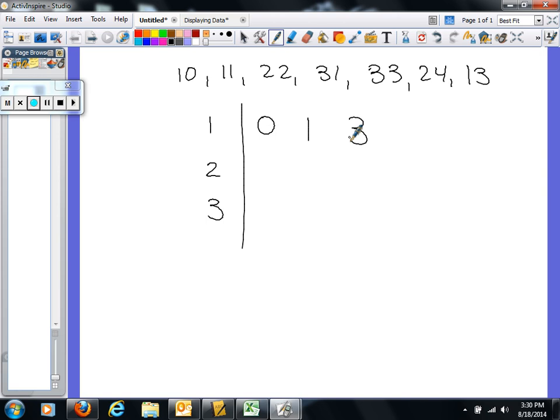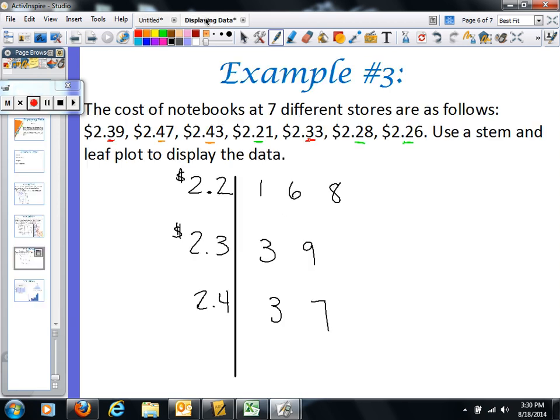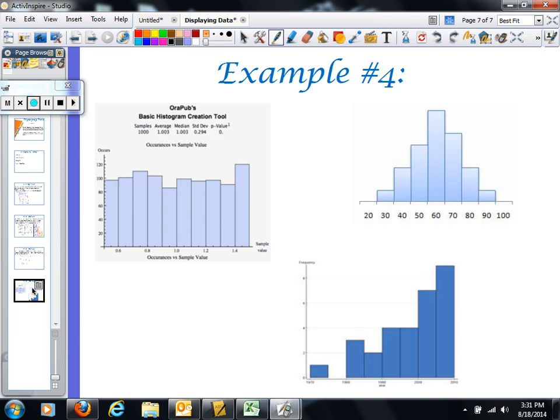For the 2s, I have 22 and 24, so I'd put a 2 and a 4. For the 3s, you have 31 and 33. This would be a stem and leaf plot of these particular numbers. Okay? Stem and leaf plots, histograms, and frequency tables are somewhat difficult to explain, but they're very simple to do. So this would be a stem and leaf plot for example number 3. I apologize, this video is a little bit longer, but like I said, these are a little more difficult to explain. Hopefully you understand them pretty simply.